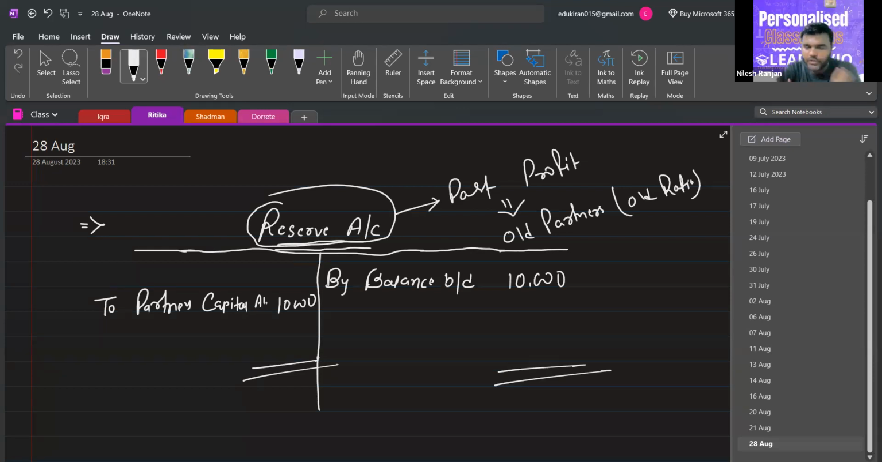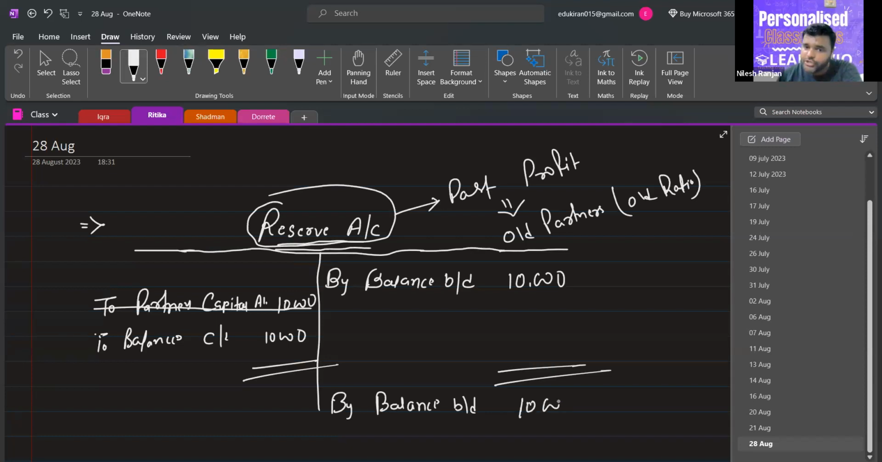Now, if the question asks us not to close this account, then we don't have to write partners capital on the debit side. We'll not write this because we don't have to close the account. It will be written as to balance c/d, 10,000. And in future, this balance will be carried forward. And at the end of the firm, or when we are shutting down our business, then it will be distributed in new ratio.